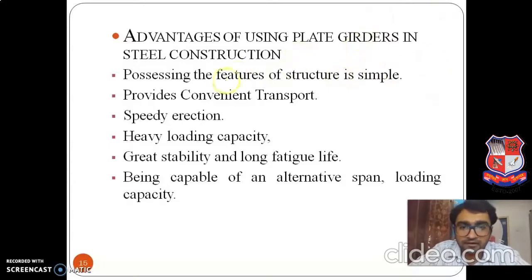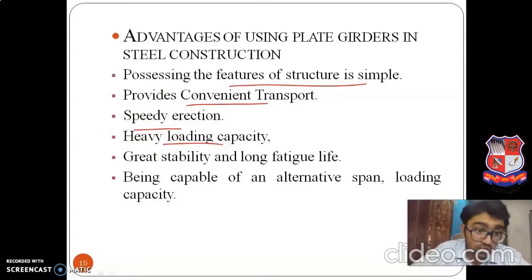Advantages of plate girder in steel construction. The features are simple: it provides convenient transport, it can be transported very easily. Speedy erection is there. Heavy loading capacity, it can take a huge load, especially as it is used for the construction of railway bridges where the load is very high, in a lot of tons. So it gives very great stability along with fatigue life. It has great stability against overturning, being capable of alternate span loading capacity, right?